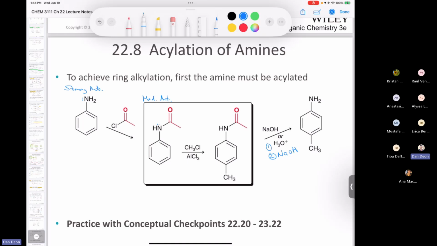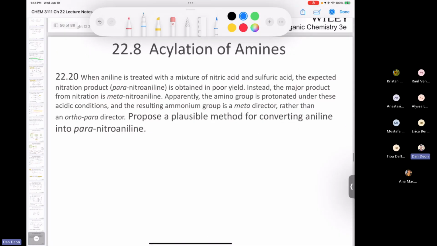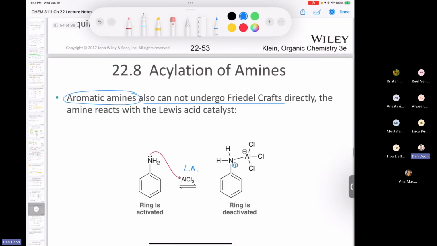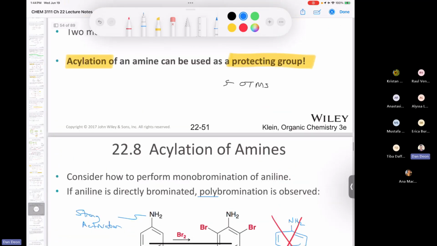Step two, a little bit of base to neutralize that. All right, so now we've covered why you would do the acylation of amine. If you don't follow me as to why, or what section 22.8 is about, let me go back with you. Let's review it quickly before we tackle a problem.